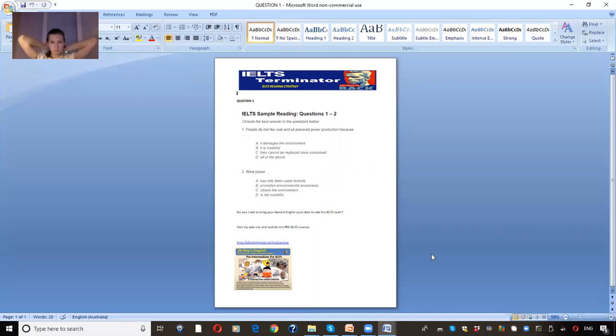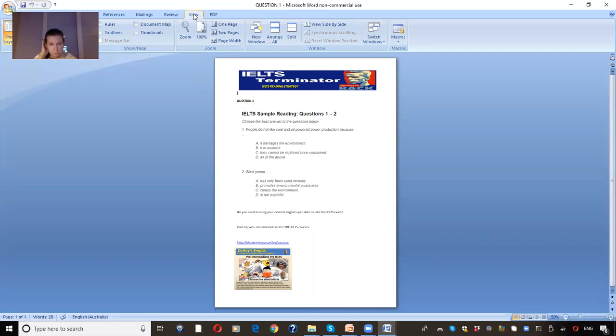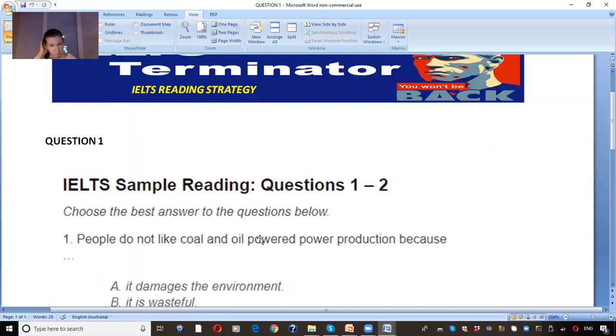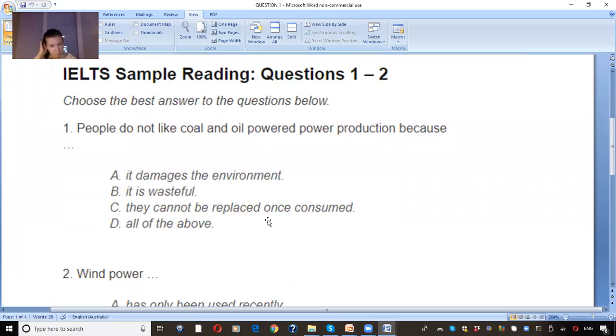I want this to be bigger so you can see it better. Oh, over here. Here we go. So choose the best answer to the question. People do not like coal and oil power production because it damages the environment, it is wasteful, they cannot be replaced once consumed, or all of the above.